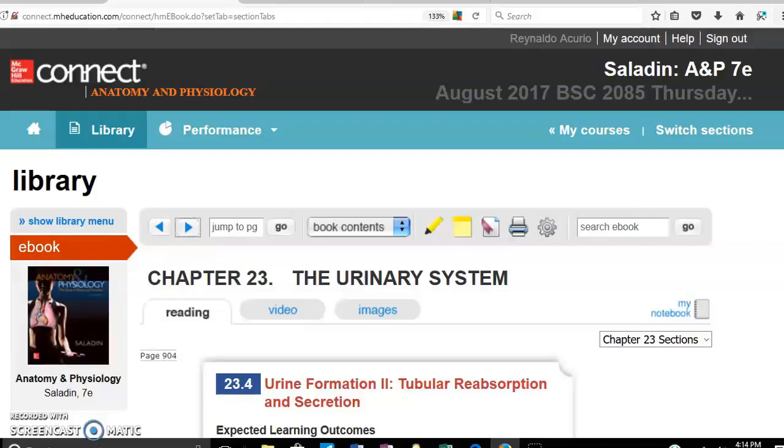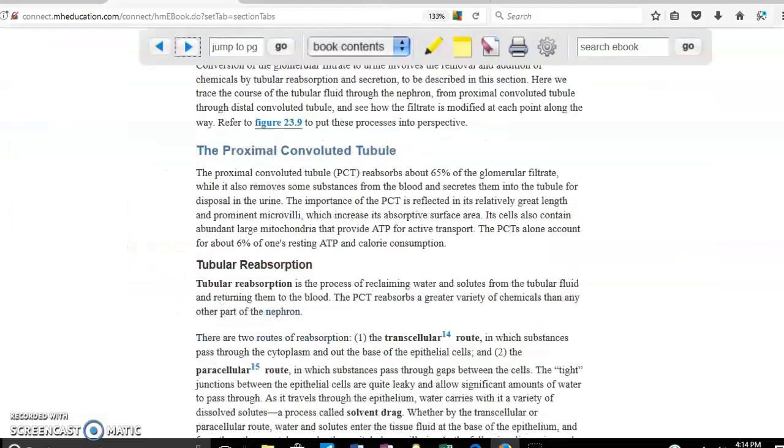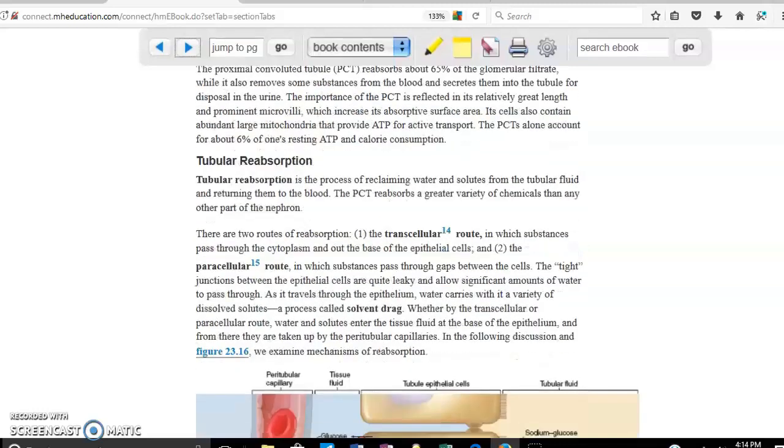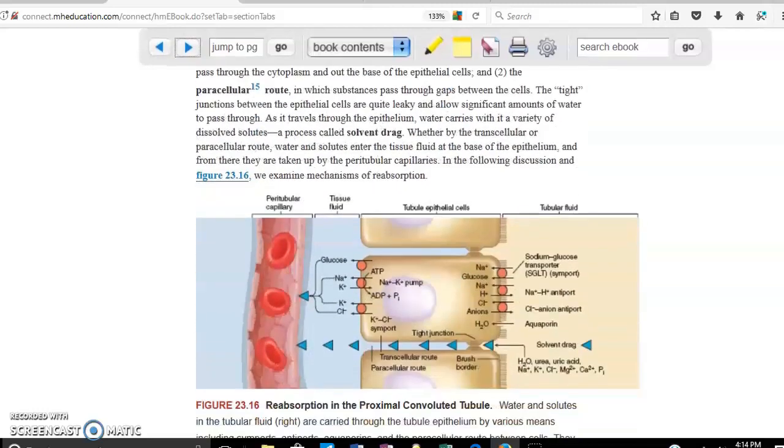Okay, the next topic is tubular reabsorption and secretions. Proximal convoluted tubule, where you're going to have reabsorption, as you can see in there, and secretion. So let's take a look at this figure right here. And this is a proximal convoluted tubule. So what's going to happen in here? We're going to secrete and we're going to reabsorb.